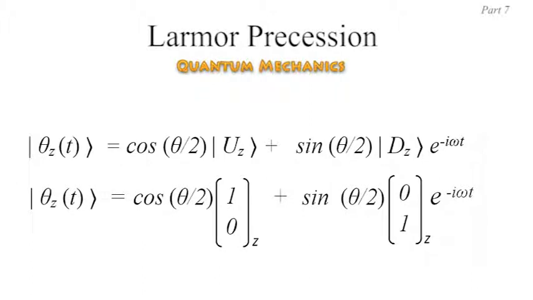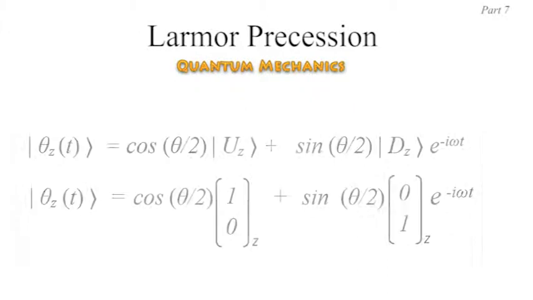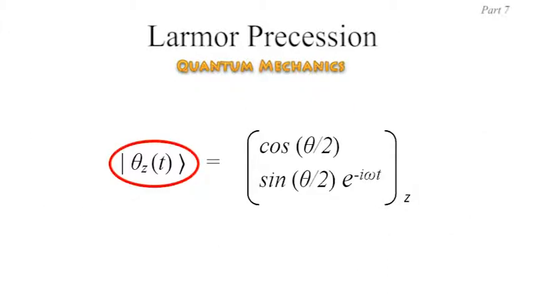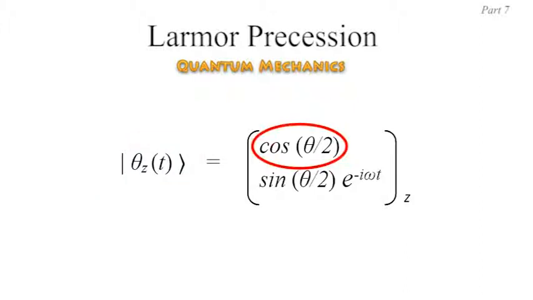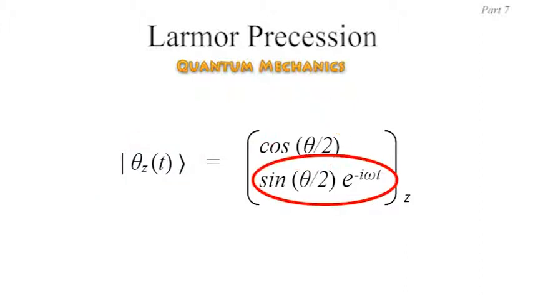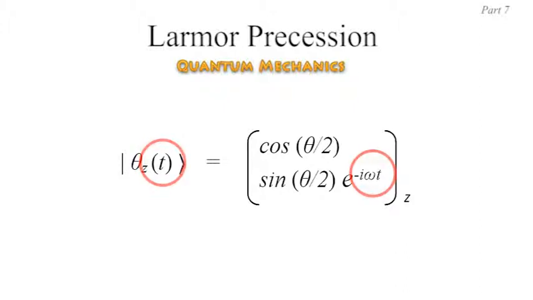and if we multiply this out and combine the terms into one column vector, this becomes theta of t is simply the column vector of cos theta over 2 on the top and sin theta over 2 times e to the minus i omega t on the bottom. Remember that this is the quantum mechanical state vector for our electron as it precesses. It depends on time. Now, I should say that the fact that the down component is the only one that shows time dependence here is not significant.